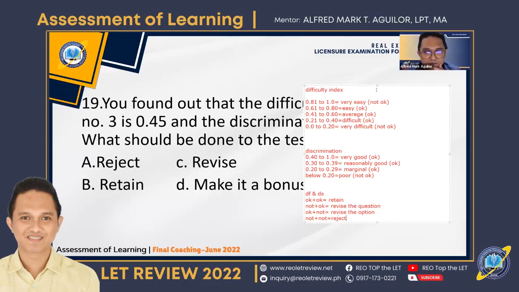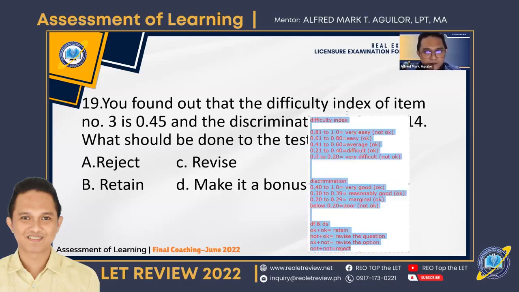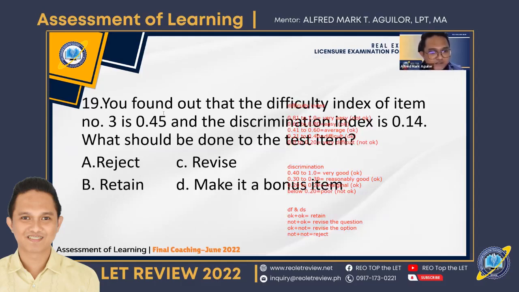Now, let's classify, no? 0.45. 0.45, question. Yung 0.45, is that easy, average, or difficult? So where do I place this one? 0.45, that is average. So therefore, this is okay, no? So 0.45, this is okay. Okay? Okay lang yan. 0.14 is actually poor, right? Kasi 0.20 below in terms of discrimination per item na yan siya. So this will be not okay.